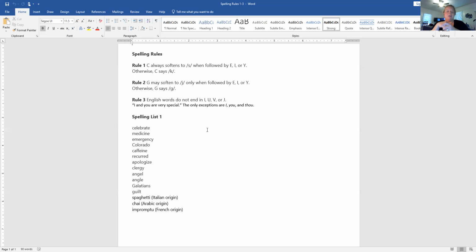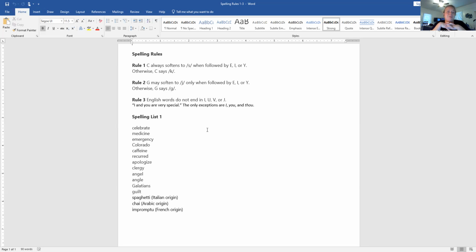Then the ILT, because of the way that we pronounce the G. And then just a couple of words here. Well, we pretty much know that spaghetti is going to be Italian, right? Because that's the food that's based out of Italy.